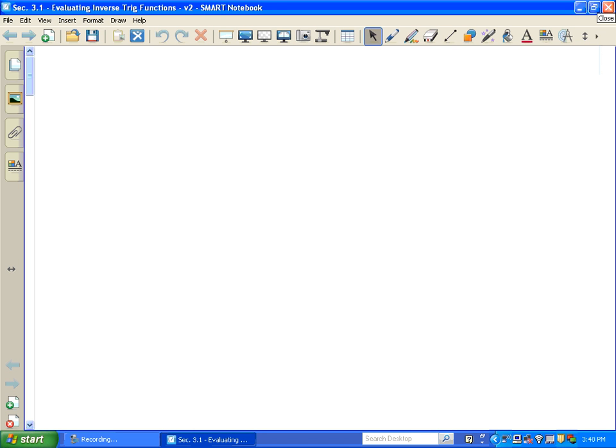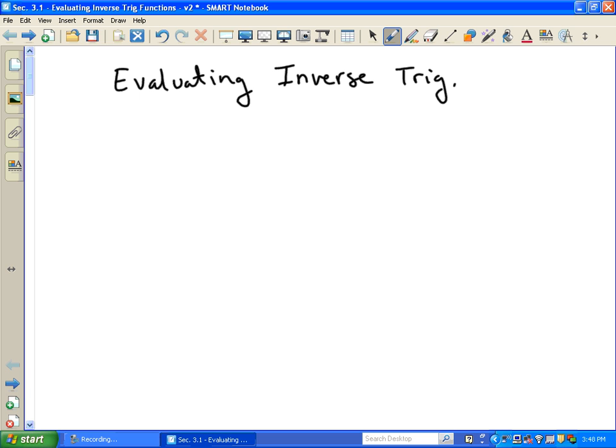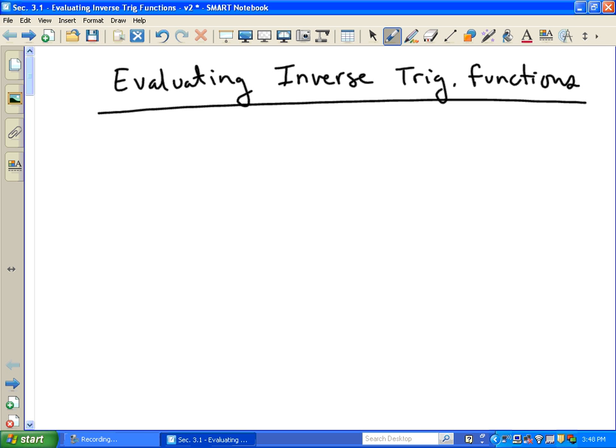As our next topic, I would like to look at evaluating inverse trig functions. The main thing that we have to keep in mind is what we learned about restrictions on the original function that will make the inverse an actual function. So let's look at a couple of examples.